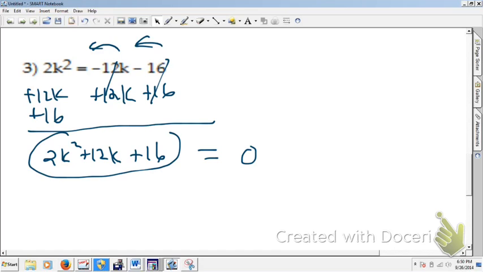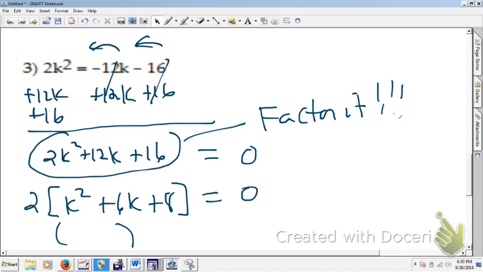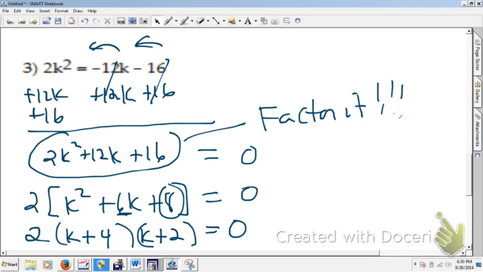When you arrive here, remember the recipe: factor it. Okay, pull the GCF, 2. You're going to be left with k squared plus 6k plus 8. Keep factoring. k plus, how are you going to split an 8? 4 and 2, right? So k plus 4, k plus 2. And we luck out because 4 plus 2 makes 6, which is the middle term. That GCF of 2 just follows along, but it doesn't affect the solution set.